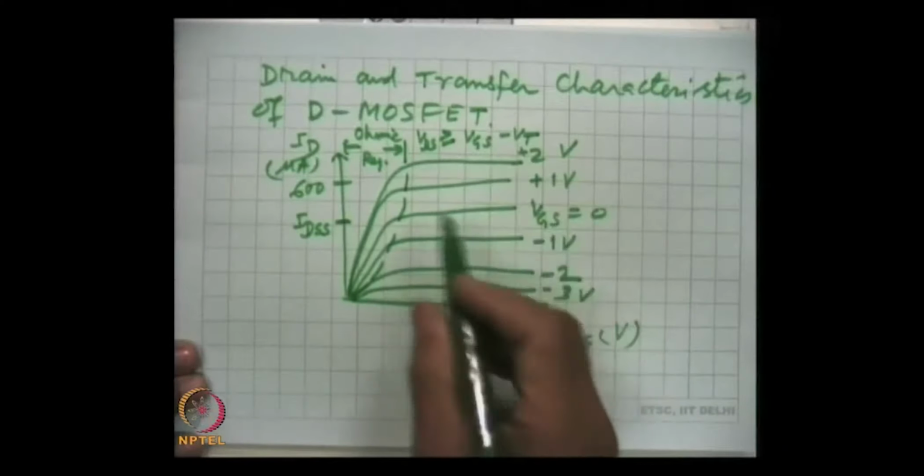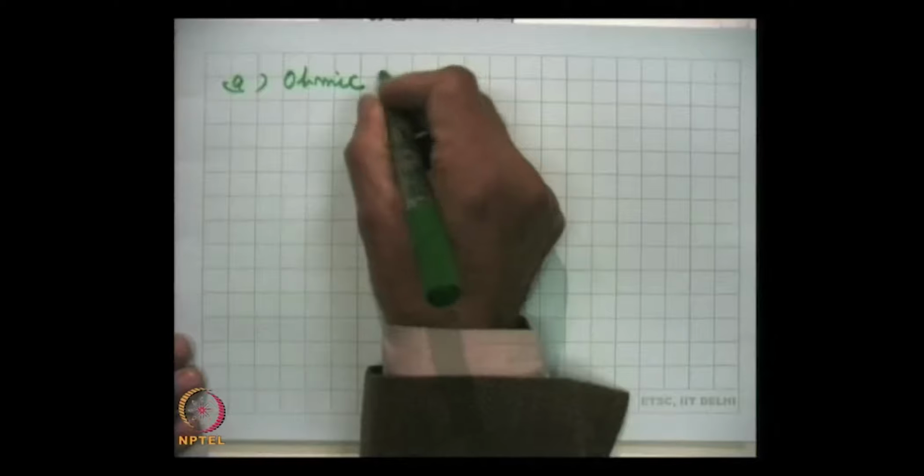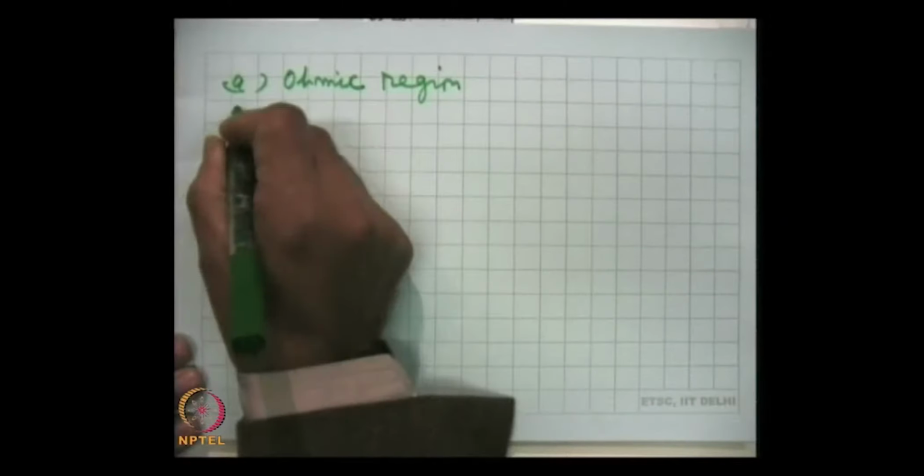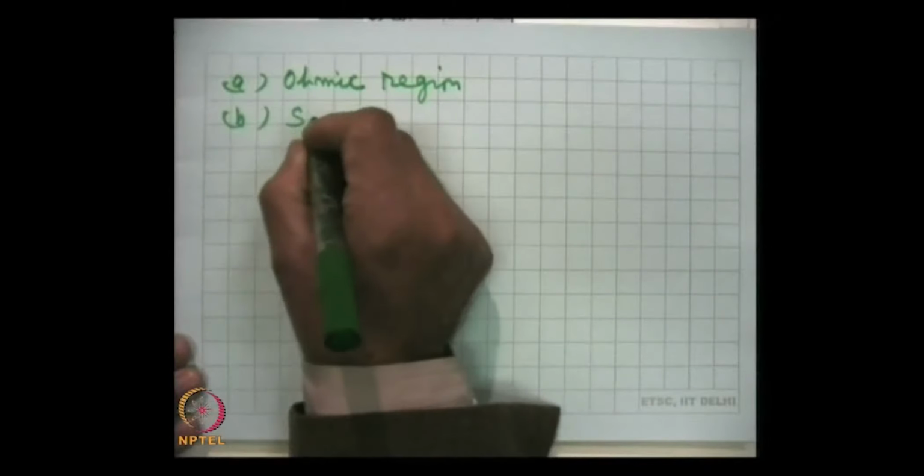The first is ohmic region, second is saturation region, and the third one is cutoff region. And we first take ohmic region.